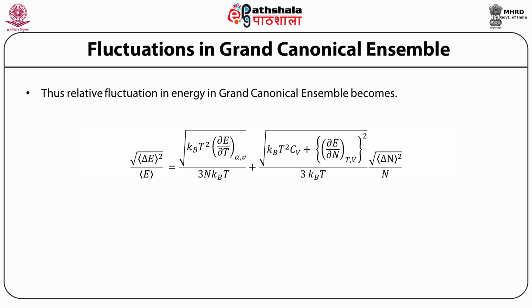fluctuation in energy in grand canonical ensemble becomes equal to square root of kBT square partial derivative of E with respect to T at constant alpha and V divided by 3n kBT, plus square root of kBT square CV plus partial derivative of E with respect to N at constant T and V whole square divided by 3 kBT multiplied by relative fluctuation in number of particles.